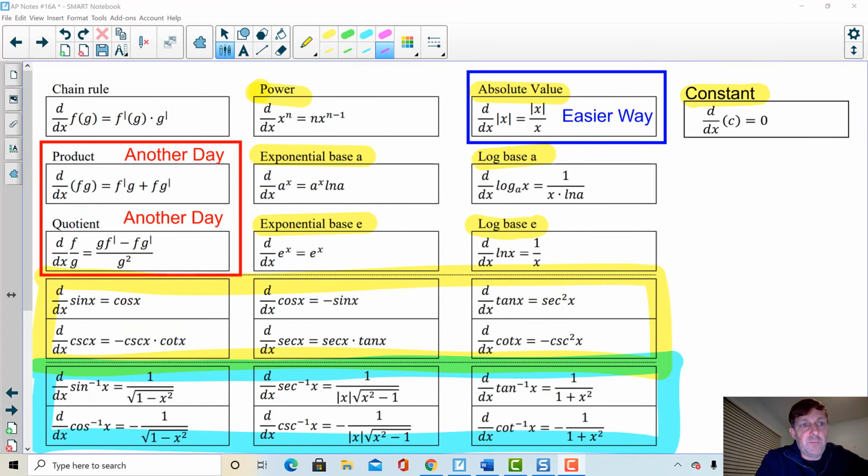Okay, now we're down to our last rule, which is the chain rule. Remember, we're going to do the product rule and the quotient rule another day. The chain rule is probably one of the most important rules.